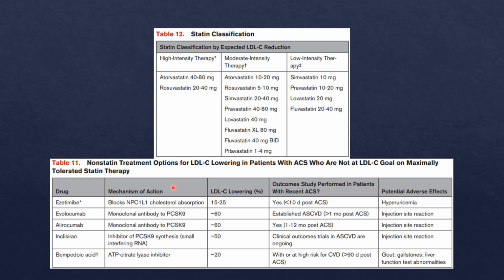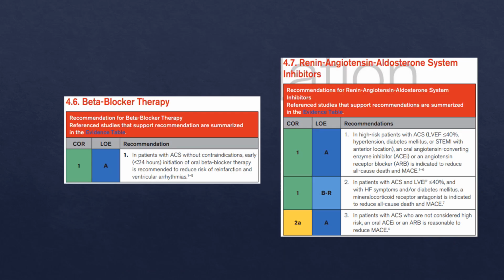Coming to beta blockers, they get a class 1 recommendation for early initiation in patients who do not have a contraindication, so they must be given early, in less than 24 hours, in oral form to reduce the risk of reinfarction and ventricular arrhythmias. Similarly, ACE inhibitors and ARBs in patients with high risk features of ACS, with an EF less than 40%, hypertension, diabetes, and STEMI with anterior location, should be given to reduce the risk of death and MACE. And in patients with ACS and EF less than 40% with heart failure symptoms and diabetes, a mineralocorticoid receptor antagonist is also indicated.